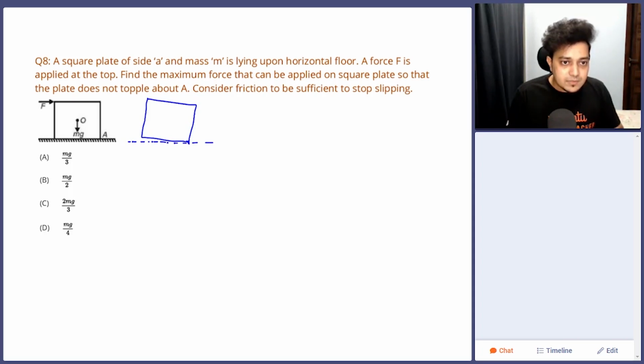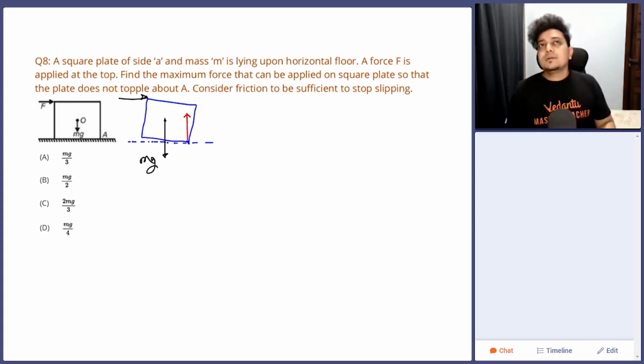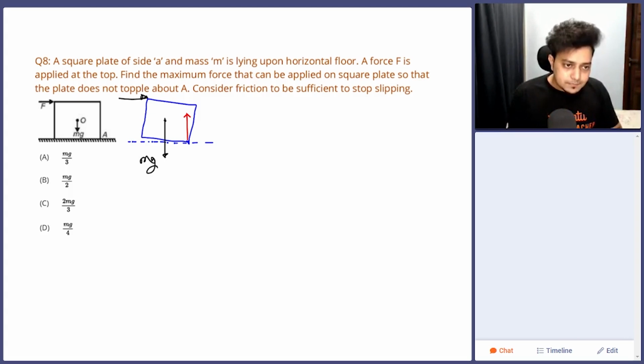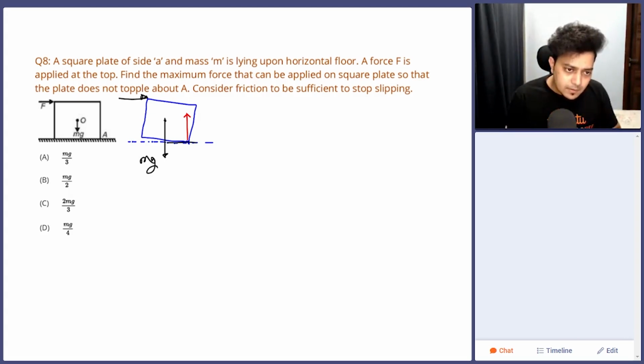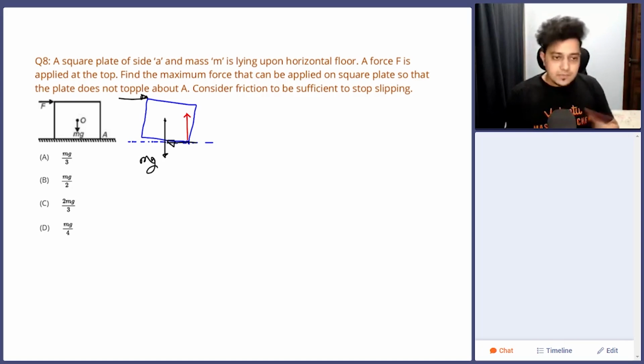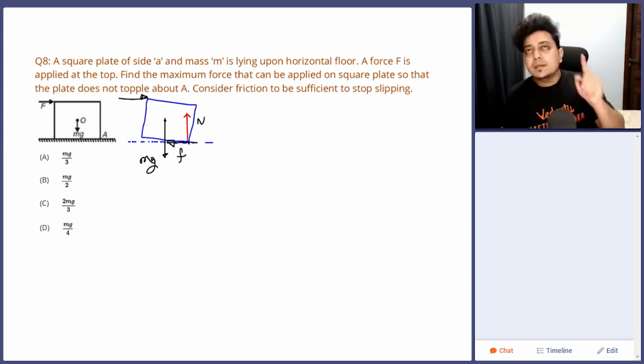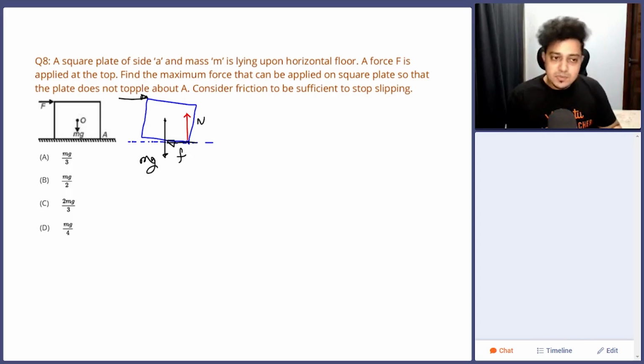Okay, so normal reaction will be acting at point A like this. There is applied force F here, and then there is weight acting vertically down here. Fine. There will be friction force as well, but friction force will again be passing through the point A. So friction force will not produce any torque. Normal reaction will not produce any torque. It's only the applied force and mg. These are the only 2 forces which will produce the torque.